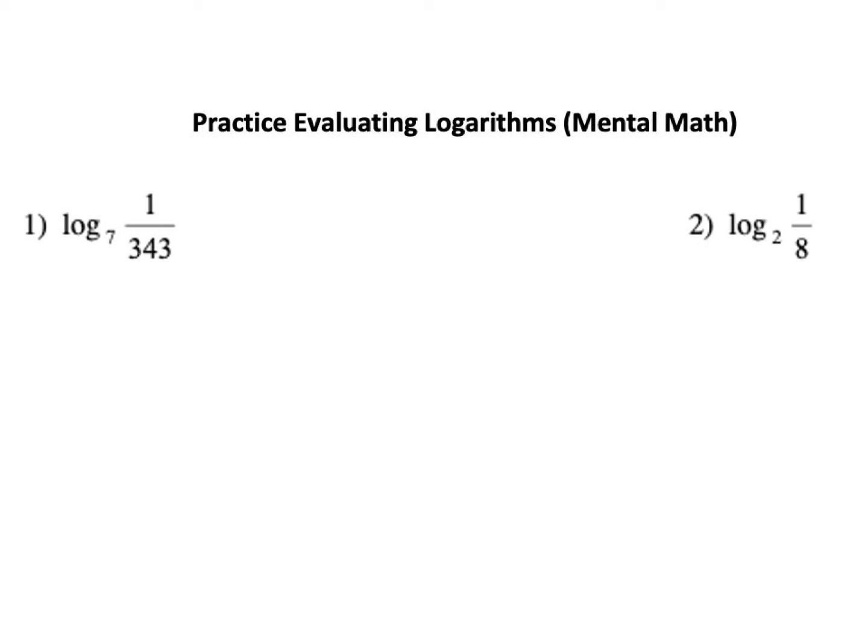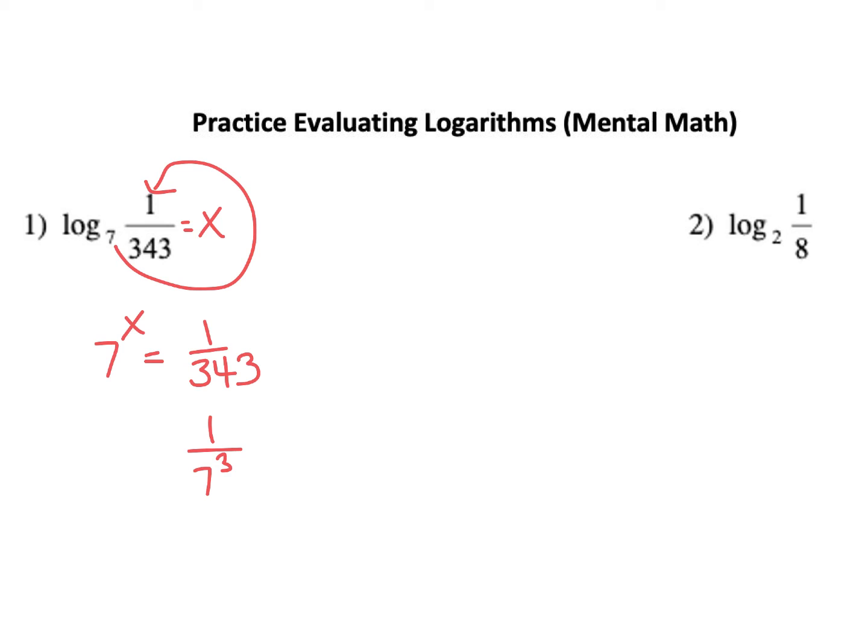Now, when it's a fraction, it's a little more complicated. So this is saying 7 to some power is equal to 1 over 343. I'm going to give you a hint. When there's a fraction involved, typically you're going to have a negative exponent, because negative exponents turn things into fractions. It's the reciprocal. So 343, well, what is that? That's equal to 7 to the 3rd power. So what I have here is 7 to the x is equal to 1 over 7 cubed.